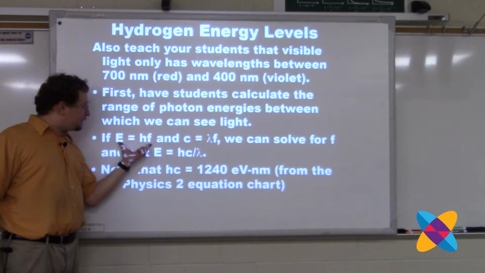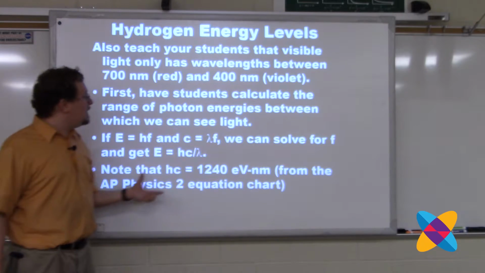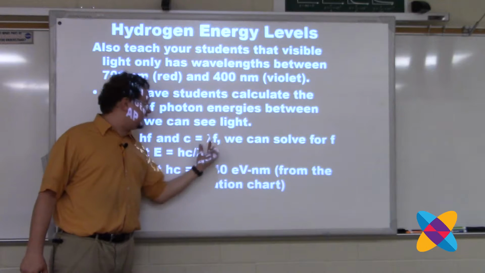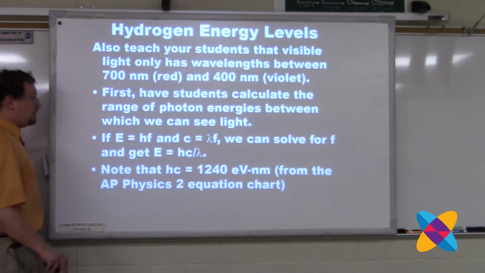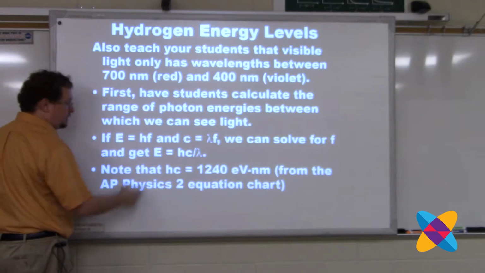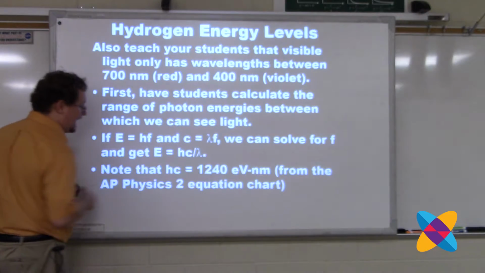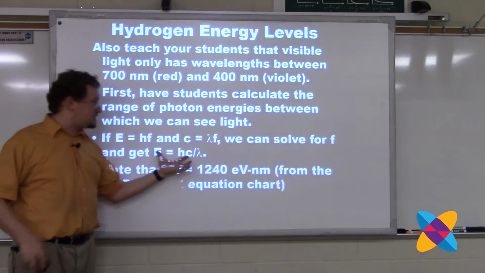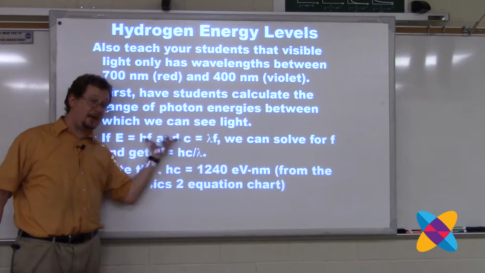Well, on the AP exam formula chart, we have E equals hf and c equals lambda f. Speed of light equals wavelength times frequency. You can actually solve for f in this equation and plug in, and you'll get E equals hc over lambda. Okay, so that's the equation. Not on the formula chart, but it's the combination of these two.